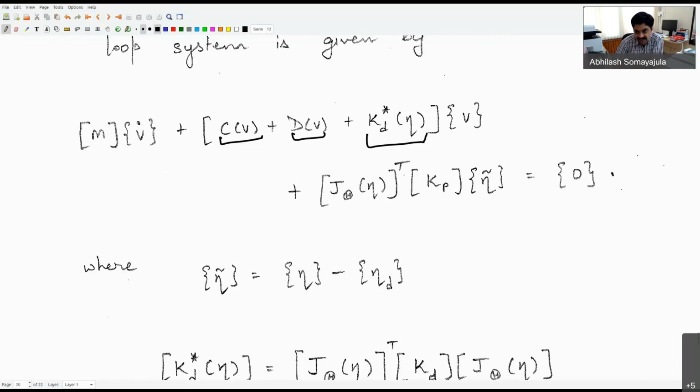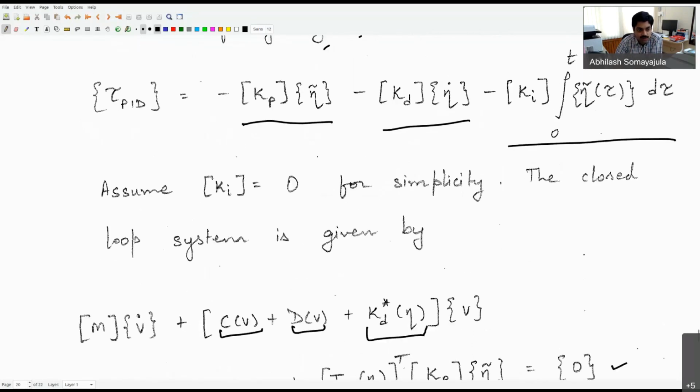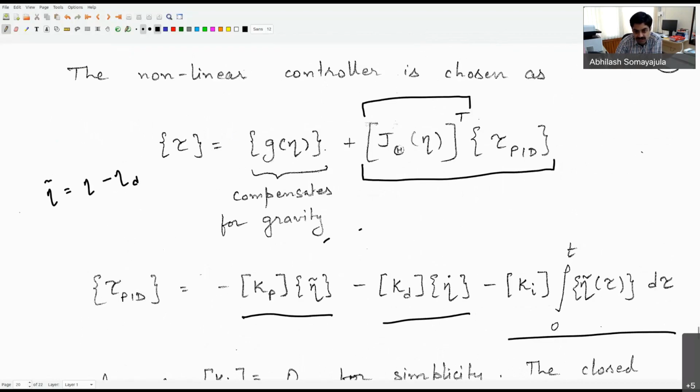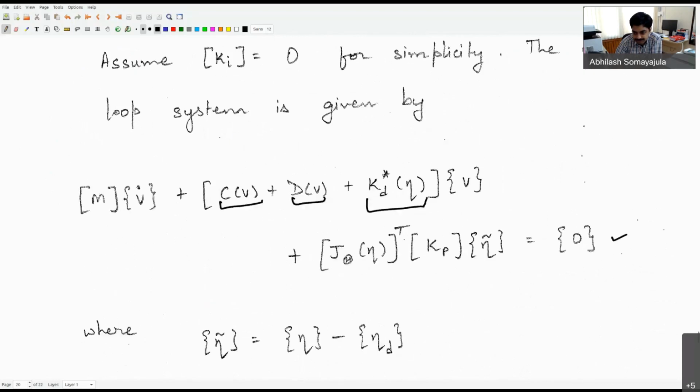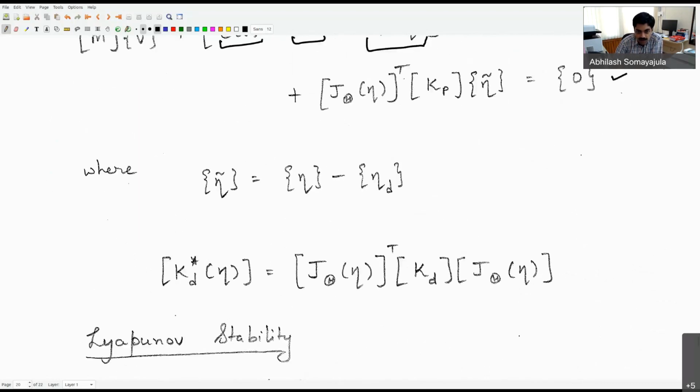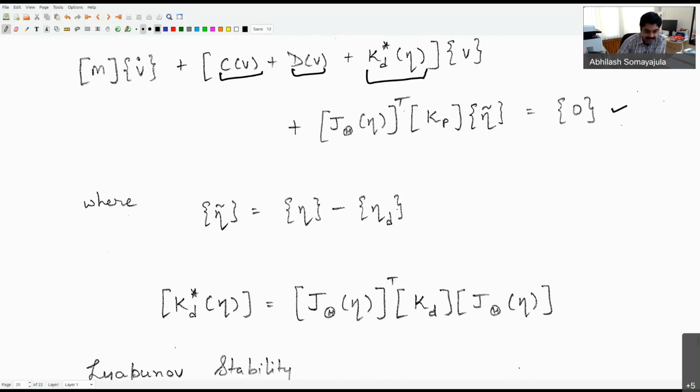So this is what my equation of motion transforms into by substituting tau equal to this control law which you see here. Notice that, as I said, this Kd star is nothing but J transpose Kd times J. That is what will come out from the algebra.